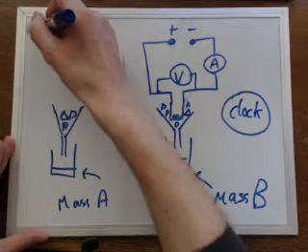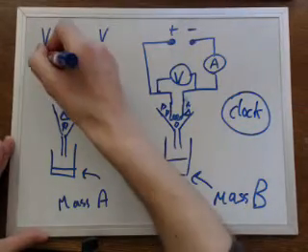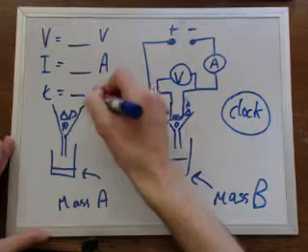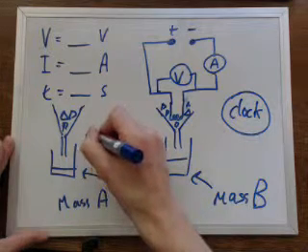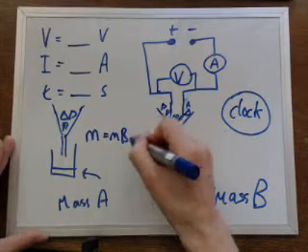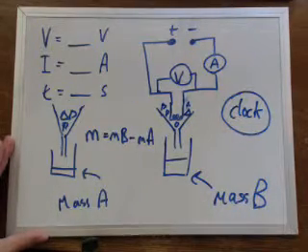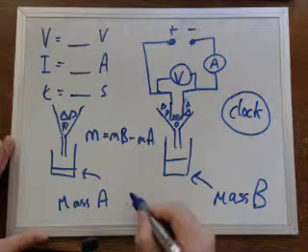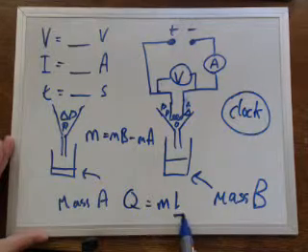So we'll be measuring the voltage in volts, the current in amps, and the time in seconds, and also we'll be finding out the mass of A and the mass of B, which will give us the mass due to melted water, M equals the mass of B minus the mass of A. We'll get those values and then put them into the equation Q equals mL to find out what L is.